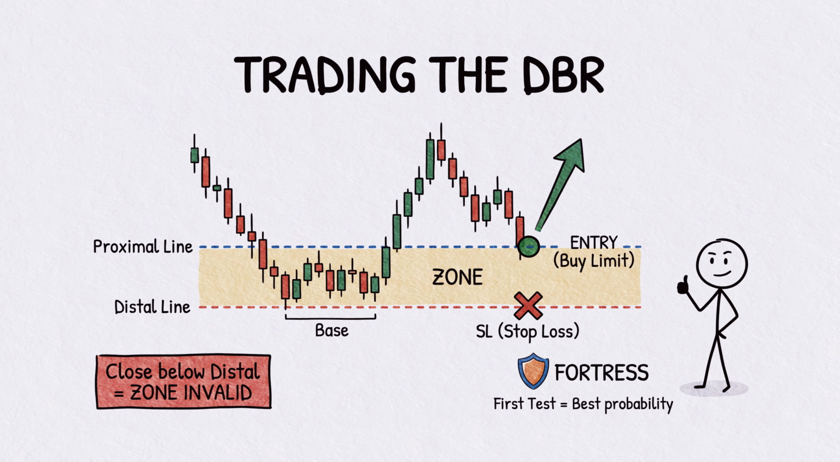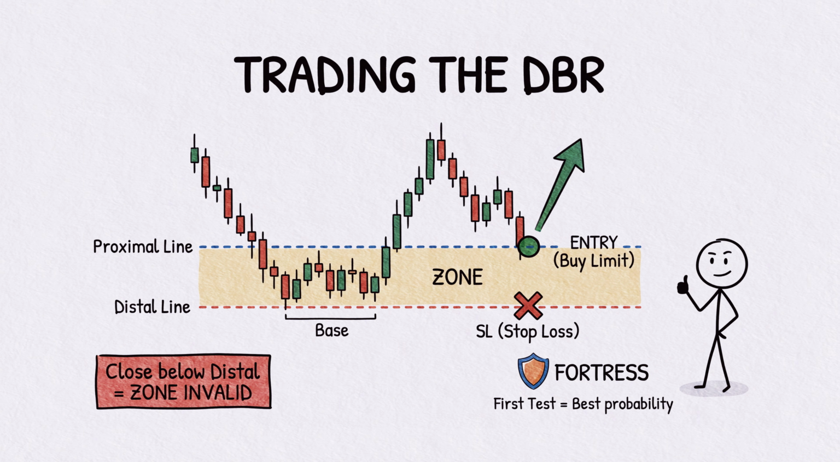And here's how to trade it. After the ERC departs, price may return to touch the proximal line. Not every zone gets retested. Some zones see price leave and never come back. But if it does return, this is your entry point. Place a buy limit at proximal, stop loss below distal.